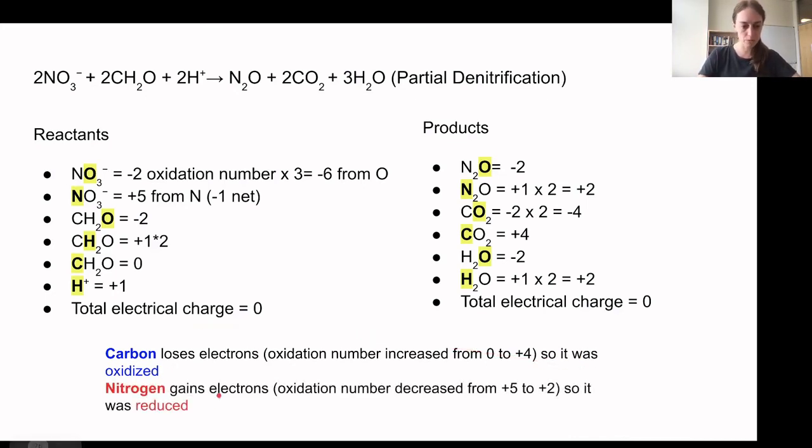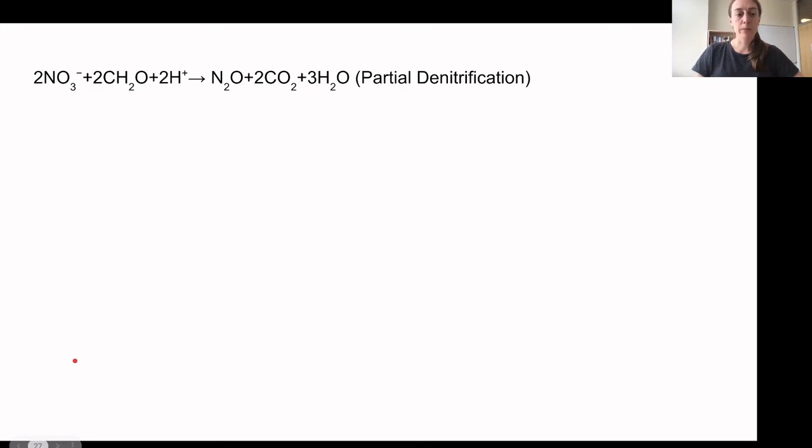And our nitrogen was what gained the electrons. You can see over here that our nitrogen was +5, and then on our product side, it is +2. So it was reduced from +5 to +2, gaining electrons. So we know the nitrogen was what was reduced. So we can split these up into our half reactions and go ahead and balance those.